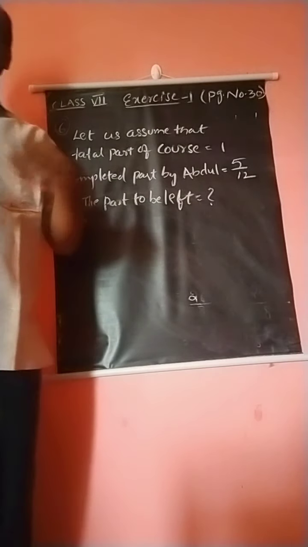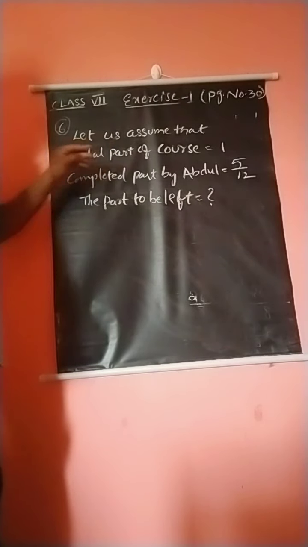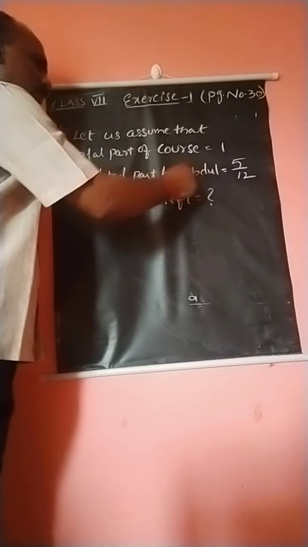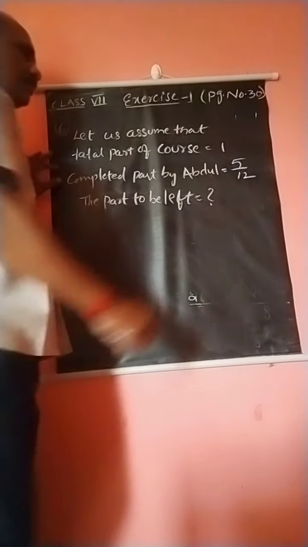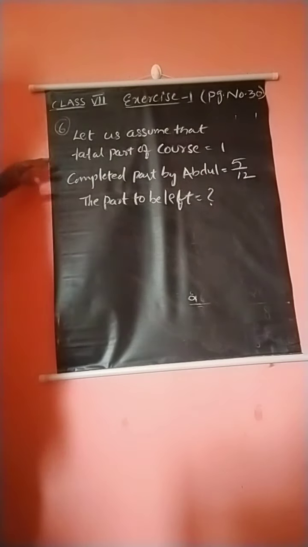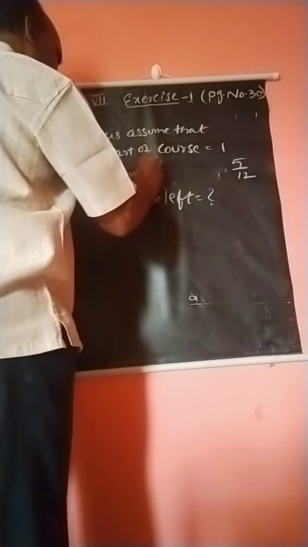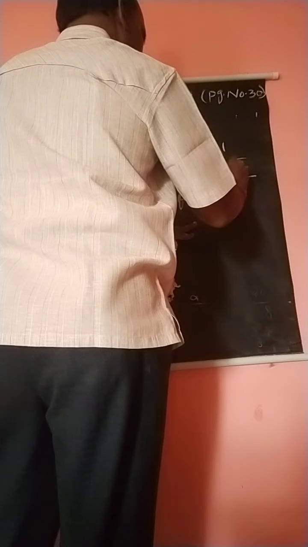First of all, let us assume that the total part of the course is one part. And what is the completed part? The part completed by Abdul is equal to 5 by 12.